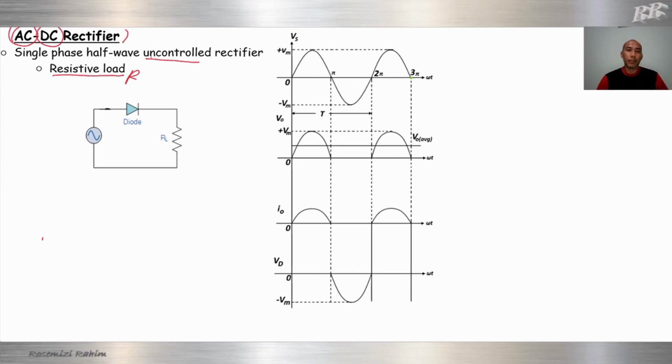Okay, let's derive the output voltage equation. Let's say this is our output voltage, VO. Input is Vm sine omega t. Output voltage is here, the voltage drop at a resistor. So the input voltage is here, and the average output voltage will be here. The effective voltage is the average voltage.